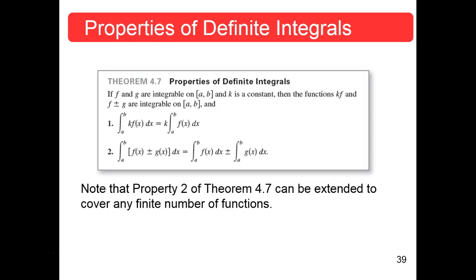Or if you have the sum or the difference of two integrable functions, and that makes a big mess, then just separate them. Do the integral of the first, plus or minus, keep the sign the same, the integral of the second, if it's easier to do it that way. Note that property 2 of this theorem can be extended to cover any finite number of functions. So if you had f of x plus or minus g of x plus or minus h of x plus or minus k of x, and you just had a whole bunch of them, you could split them up into the individual integrals. If it takes more effort to add them together first or subtract them from each other, and you want to just integrate them separately, integrate them separately.